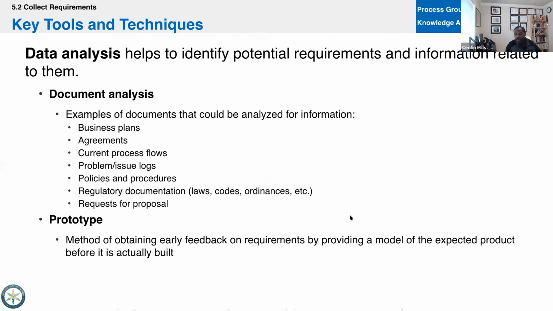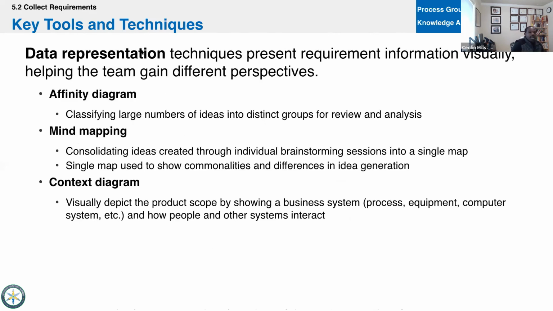It's another way to get requirements from people: go build a small portion of it and give it to them and let them touch it, feel it, experience it, and tell you what they like about it. It's one of the best ways. And then we can represent that data. So we talked about mind mapping and then going back to an affinity diagram. The context diagram is where you visually show these things.